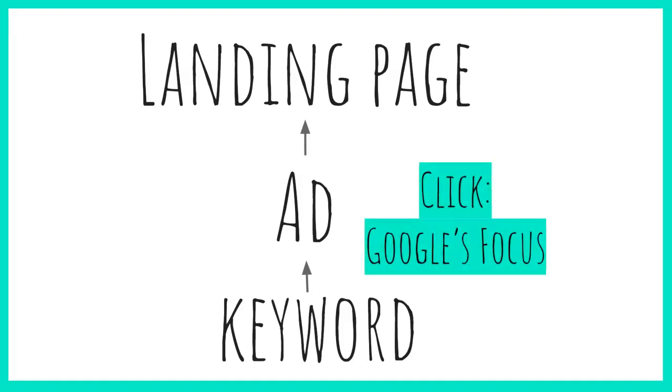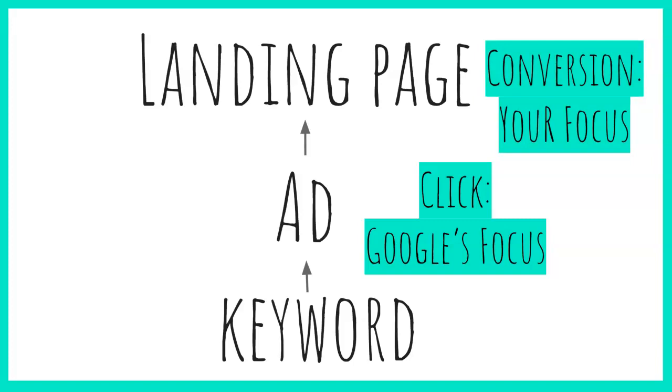Now, whenever Google tells you how to improve your campaigns, it will focus its advice on clicks. How can you get more clicks or improve your click-through rate, which is the percentage of people who click your ad out of all the people who saw it? And it makes sense that Google focuses here because this is where Google makes money. But you need to focus on conversions because that's where you make money.